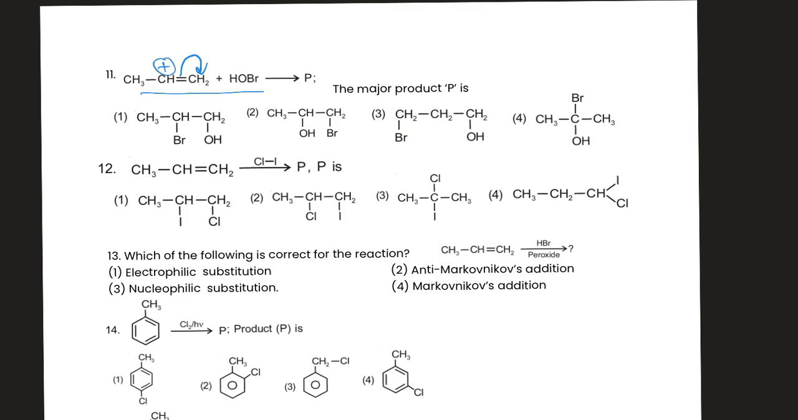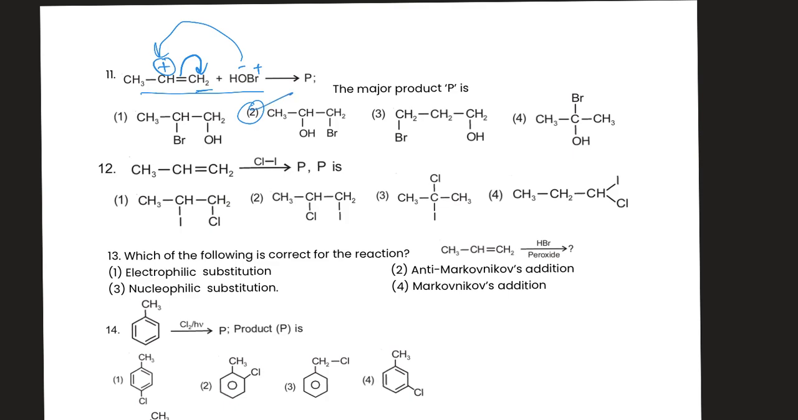Then, according to electronegativity, OH is the negative part and Br is the positive part. Therefore, this negative part attacks the positive carbon and the positive part attacks the CH2. Like this, OH attacks the second carbon. Which option is there? That is the second option.